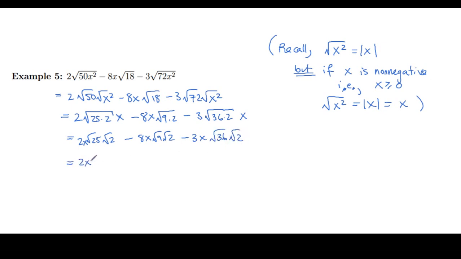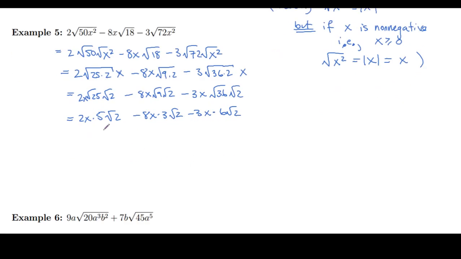Okay, simplifying some more. Now this is a 5 root 2. Then we have 8x times 3 root 2, and then 3x times 6 root 2. Okay, can we get any more simplified? So this would be 2 times 5 is 10, so 10x root 2 minus 8 times 3, 24x root 2, and then minus 18x root 2.